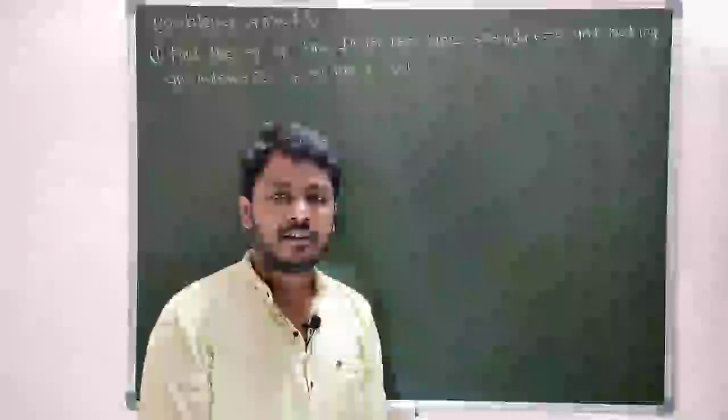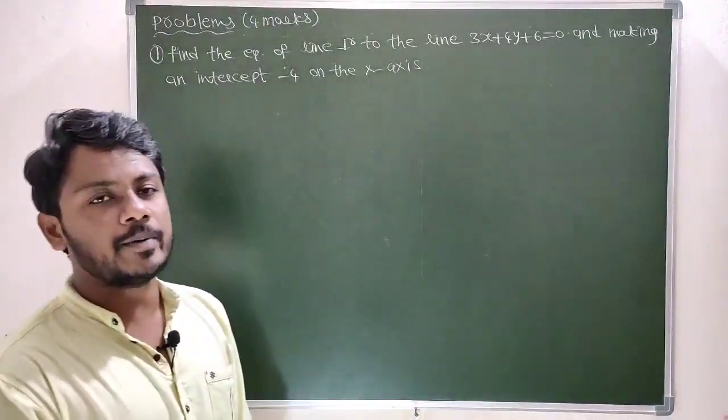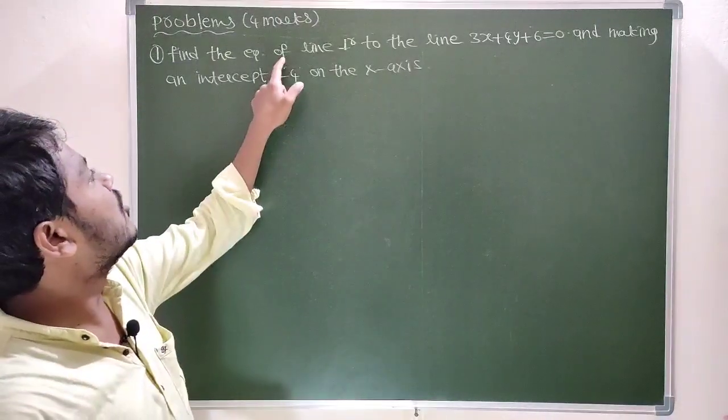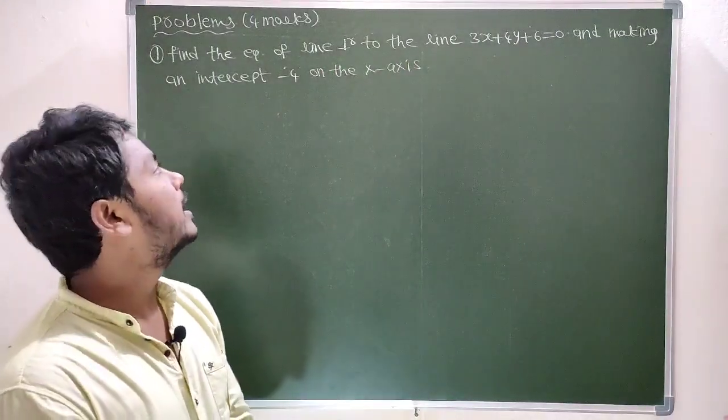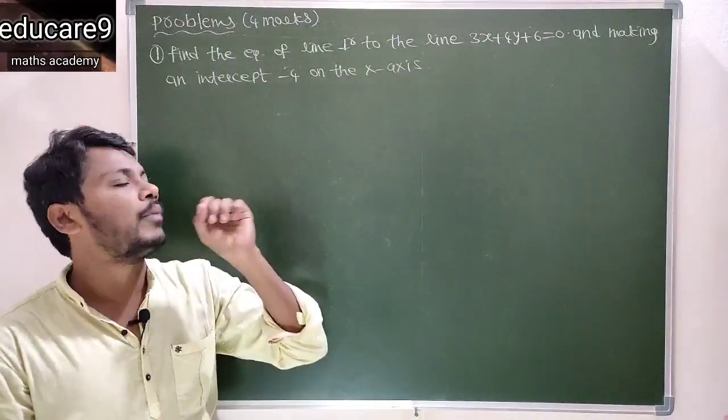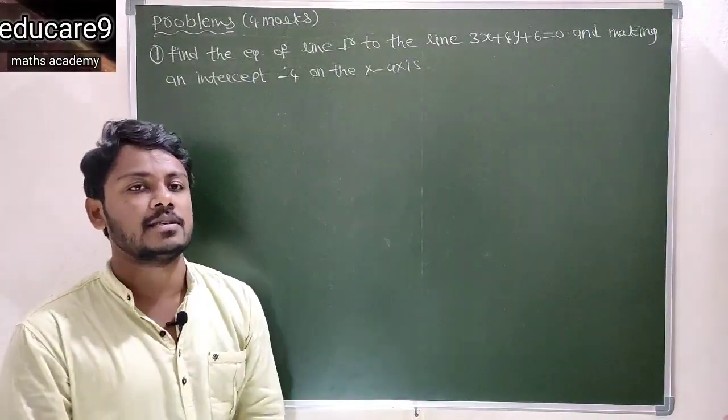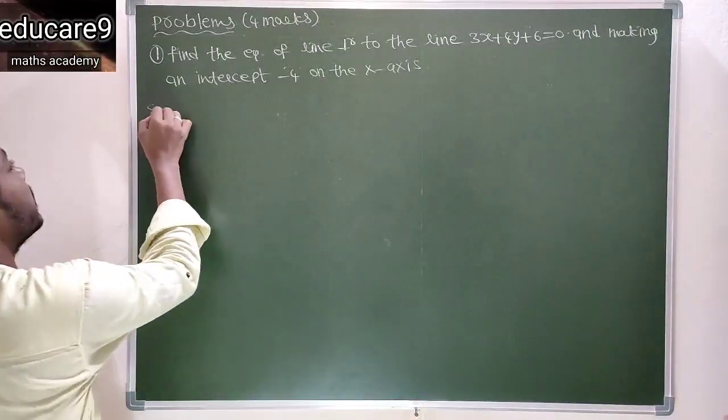Hi, hello everyone. For this session, we will discuss a few problems. See the first one. Find the equation of the line perpendicular to this line and making an intercept minus 4 on the x-axis. So, see our solution.